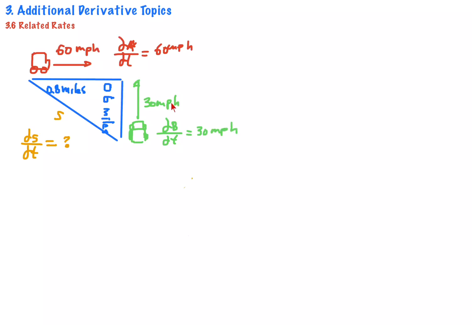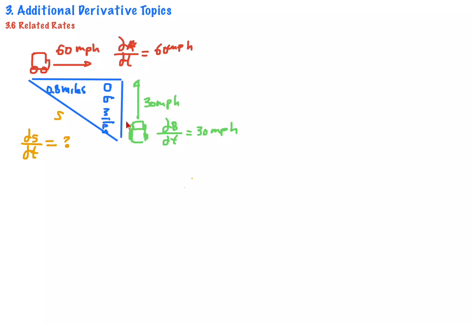So the values over here are very important. Now it goes in these directions for the green car, and for the red car it is also heading in the same direction toward here. The red car has a distance from the intersection of 0.8 miles while the green car is 0.6 miles. Now what we want to know is the rate of change of their distance over time.